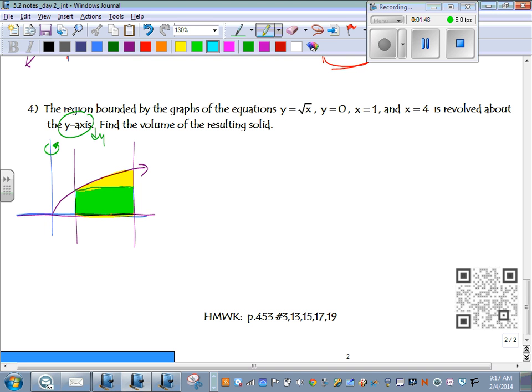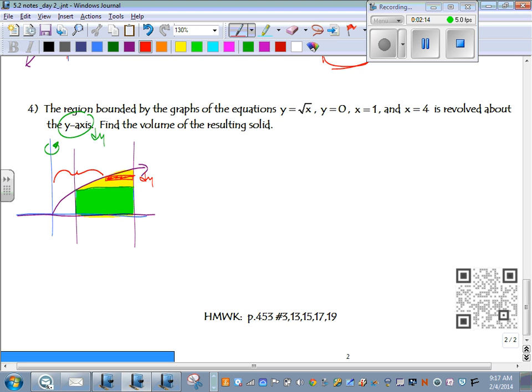We've got this green region on the bottom, it's just a plain old rectangle. Yellow part on top. So we have 2 different regions. Basically, we have to find the volume of both of them and add them up. So for this first part, if we use a dy cut and rotate this around, we're going to get a washer.